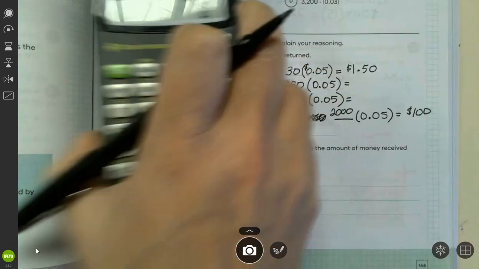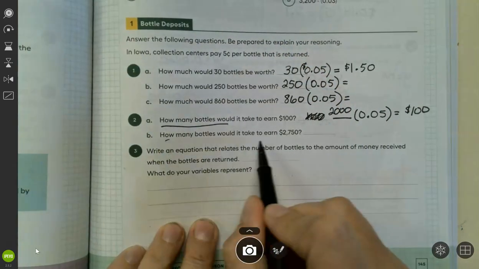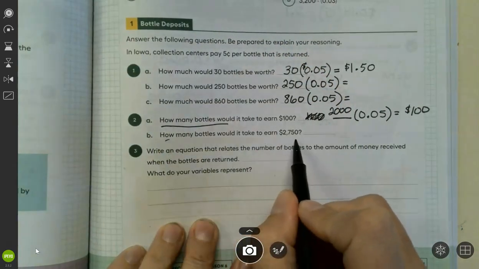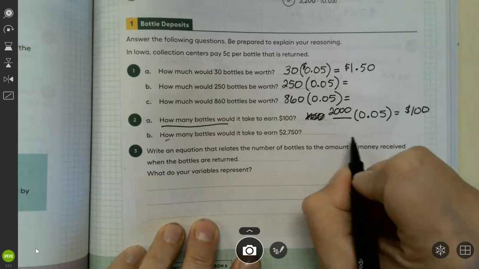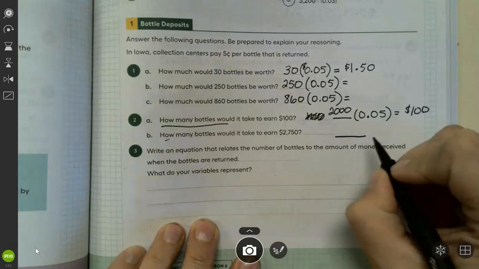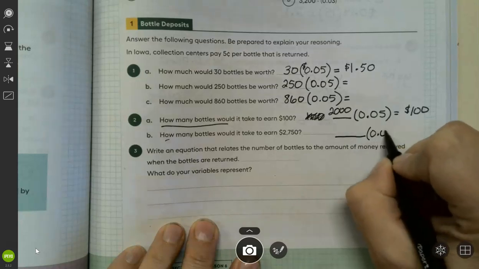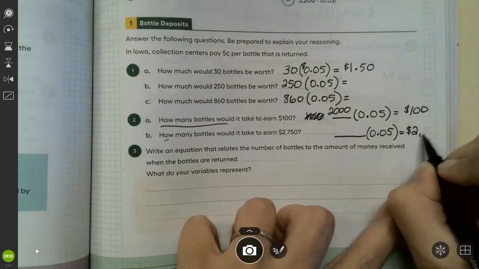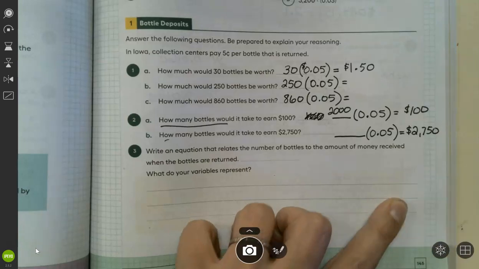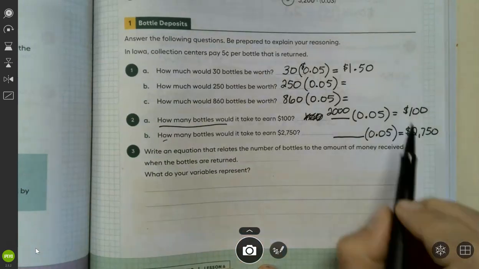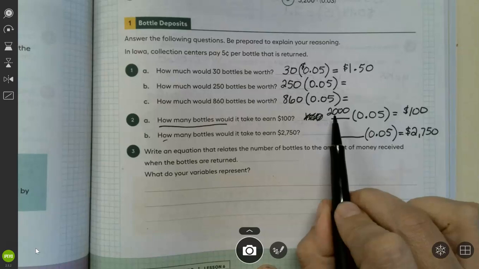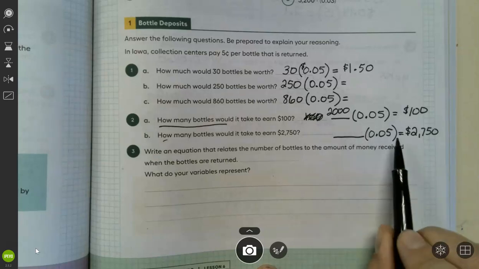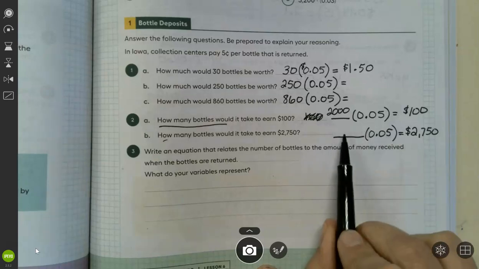Using that same process, how many bottles would it take to earn $2,750? Let's set that up. How many bottles, when they're 5 cents each, is going to make $2,750? What did I do to get 2,000 here? What did I do in the calculator? Do the same thing here. Write your answer in that blank.